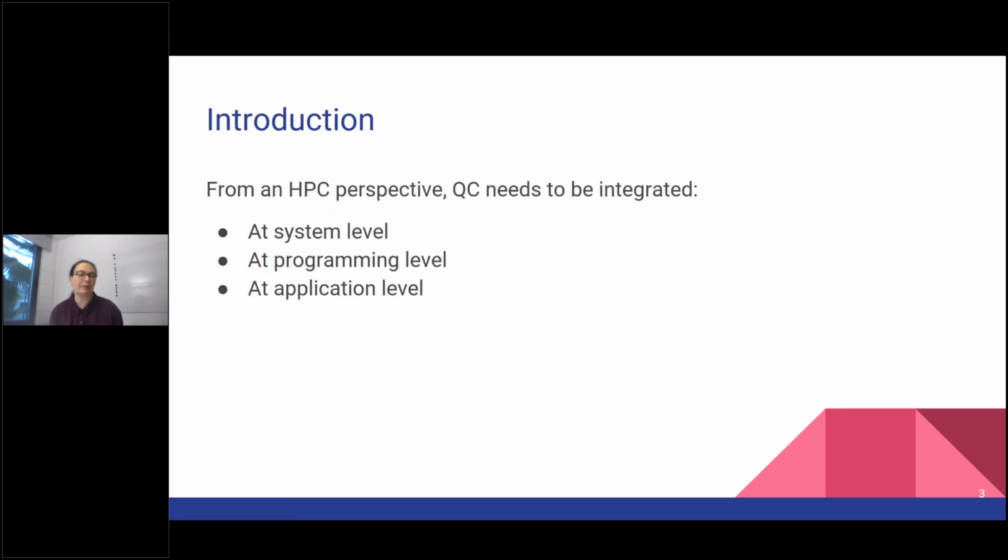Keep in mind, this is not a quantum computing seminar, but a quantum for HPC seminar. So we are looking a lot into the HPC perspective. And here we are looking at system level. So how can quantum computing technologies be integrated into HPC clusters? We're looking at programming level. So you have disruptive ways of programming the devices, and you need to develop a full hardware-software stack. We will go into that a bit later too.